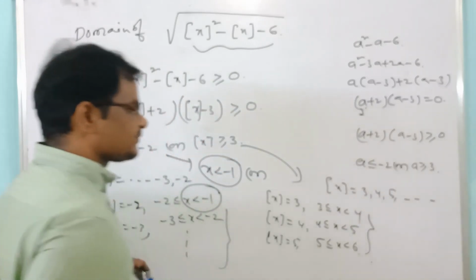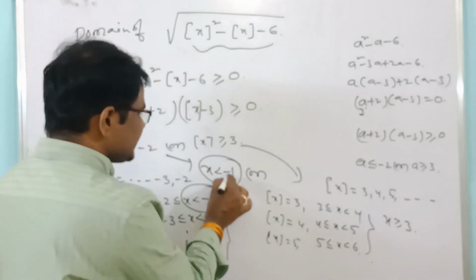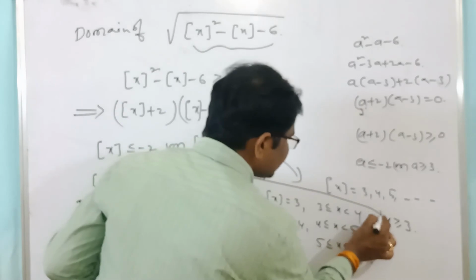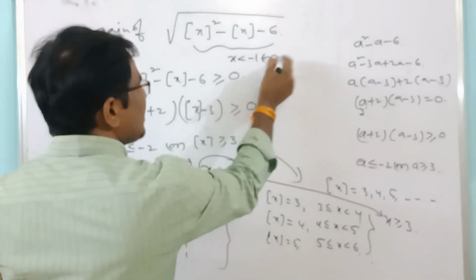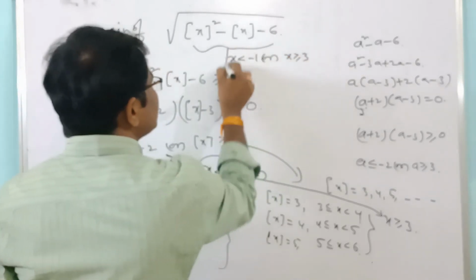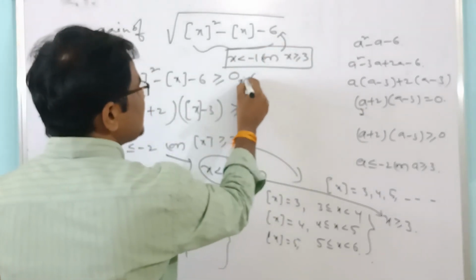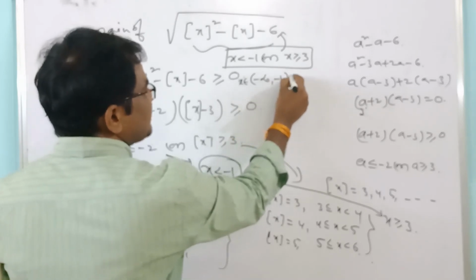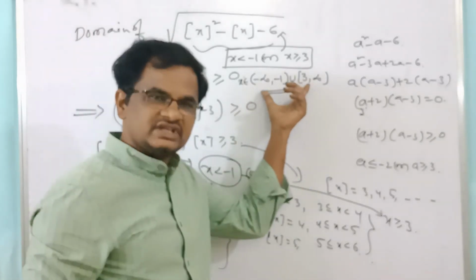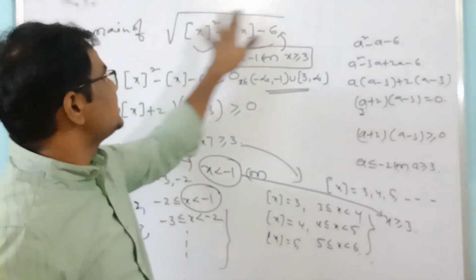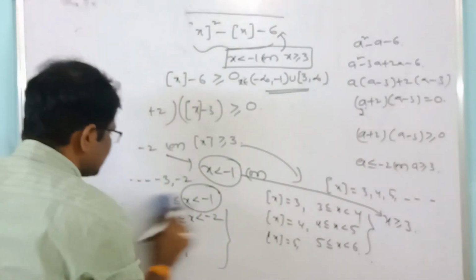So from all these conditions, what is it? x greater than or equal to 3. Means x less than minus 1 and greater than or equal to 3. So what is the final answer? x less than minus 1 or x greater than or equal to 3. This is the domain of the given function. Or you can write x belongs to minus infinity to open interval minus 1, union closed interval 3 to infinity. All the values which belong to this interval satisfy this function, right? Now this is the domain of the given function.